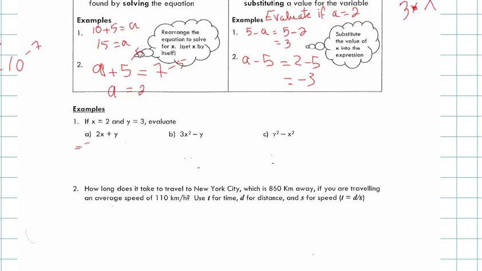Exactly. So what I did is, the 2 here, I replaced the x with it. And the y here, I replaced it by 3. Make sense? Now 2 times 2 is 4, plus 3, 7. Why did I do 2 times 2 first? Because there's multiplication, right?